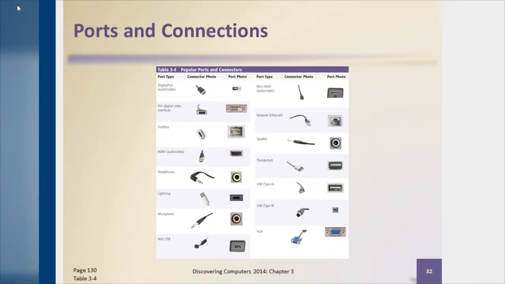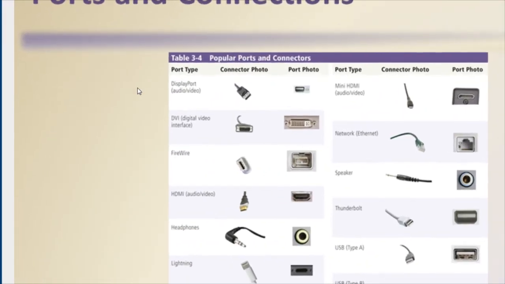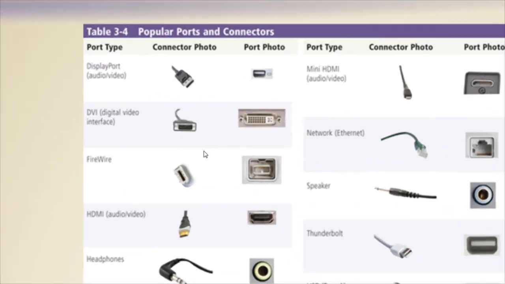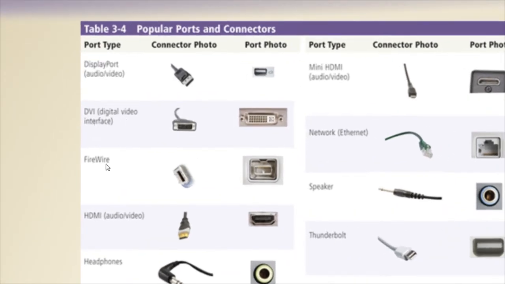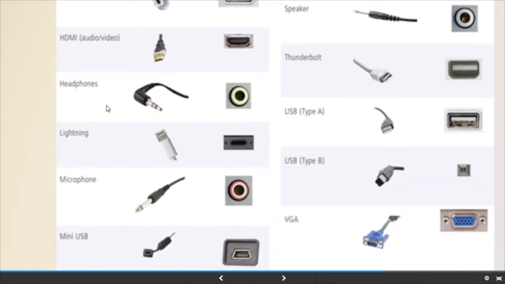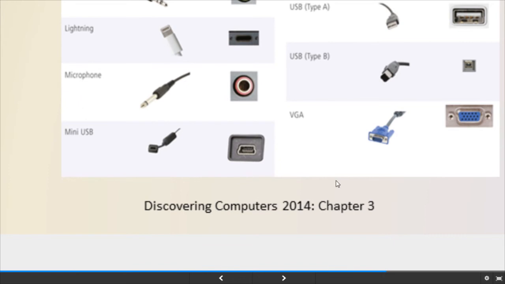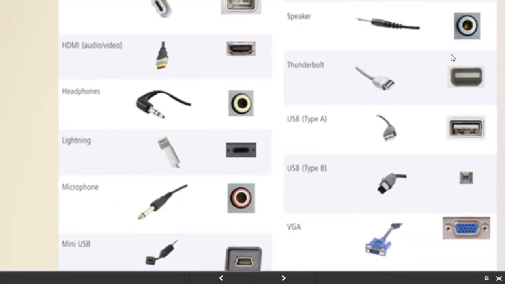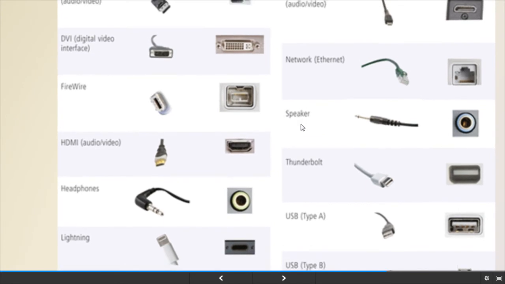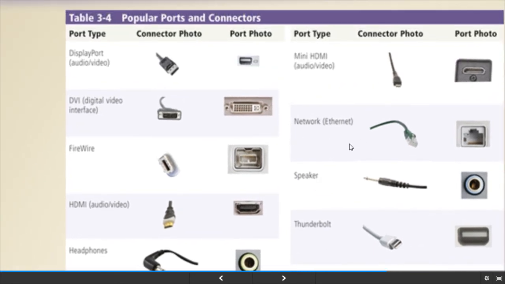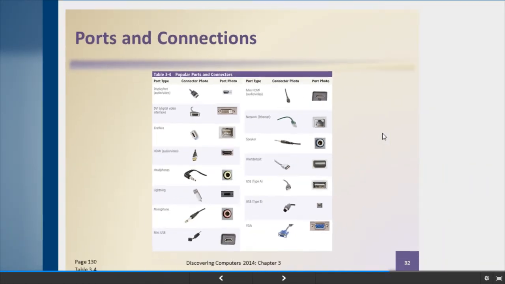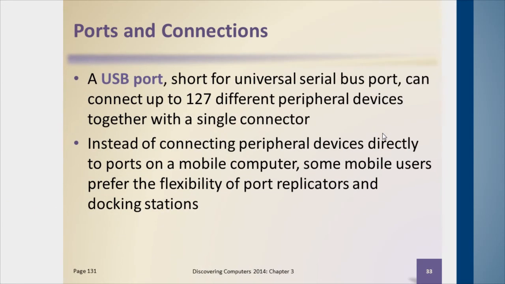Some very specific examples of different types of cables or connectors and the ports into which they plug: we've got DisplayPort, we've got DVI, FireWire, HDMI. There's lots and lots of different types of connectors and lots of different types of ports. The most common ones are probably HDMI, VGA, microphone, USB. Network ports, for example, an RJ45 connector and RJ45 port. So that's how we're going to connect various input and output devices to our computers.